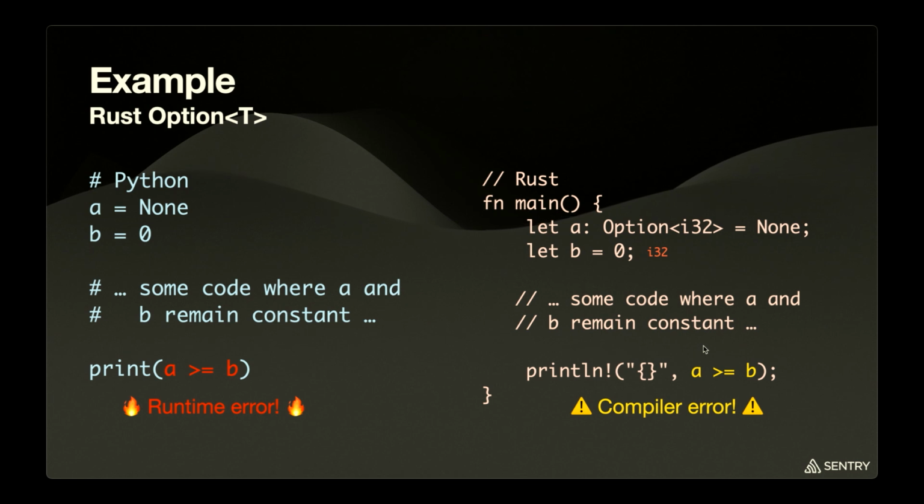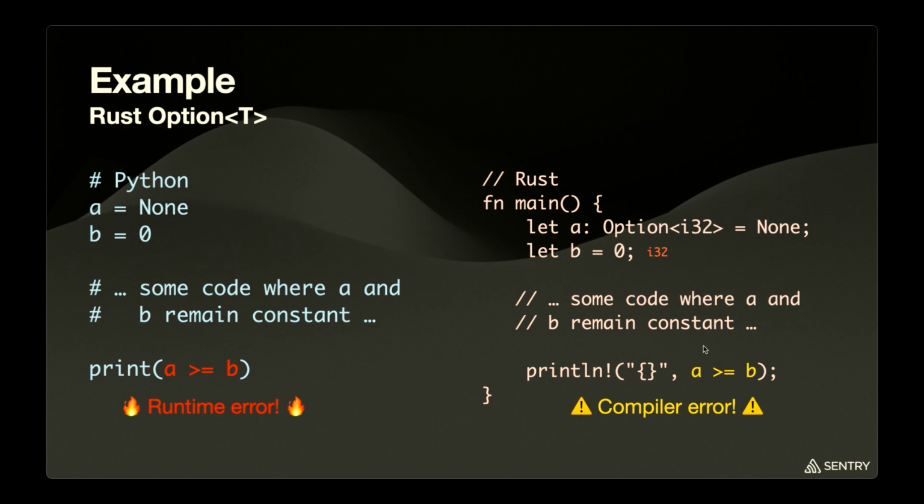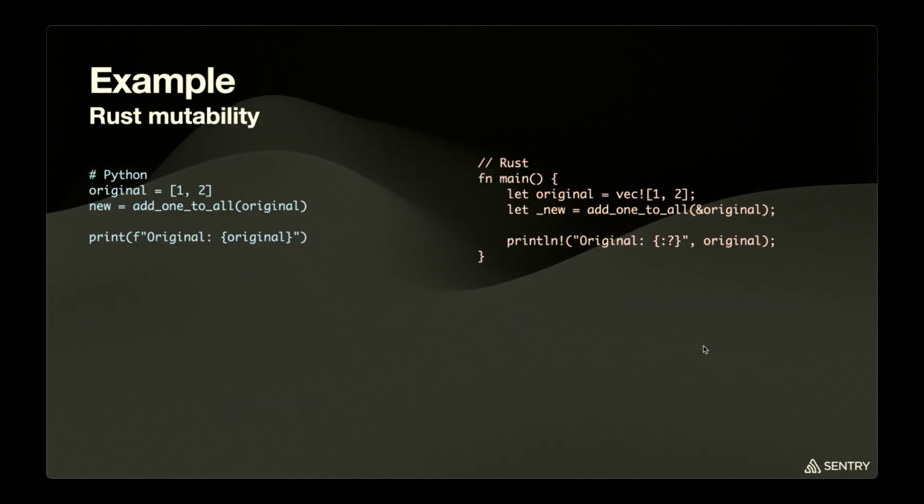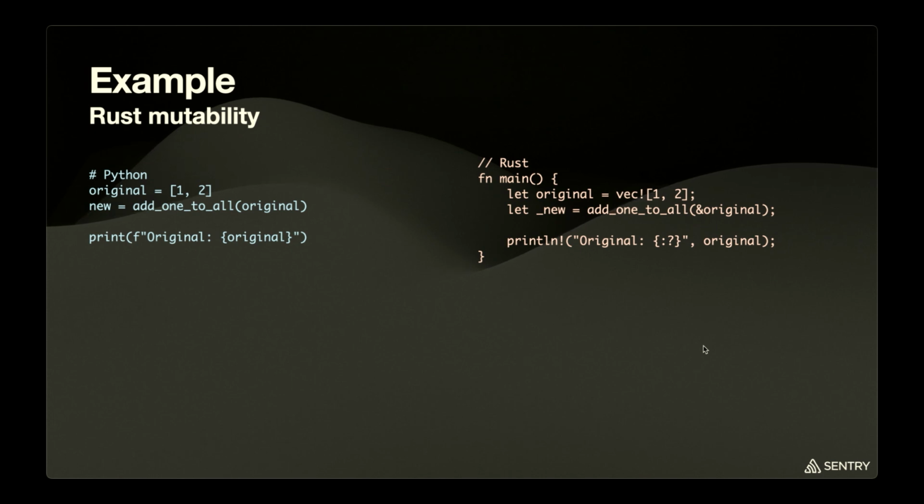So I have some Python code with the equivalent Rust code, and you can see in Python, you could just set two variables, one to an int, one to None. And if you try to compare them, you get a runtime error. Whereas in Rust, this doesn't even compile because you're trying to compare two different types, and that doesn't work. Mutability is another big thing in Rust. So you have to explicitly declare something as mutable if you want it to be mutable. This reduces a lot of unexpected behaviors that could happen if something tries to mutate something you thought shouldn't be mutable.